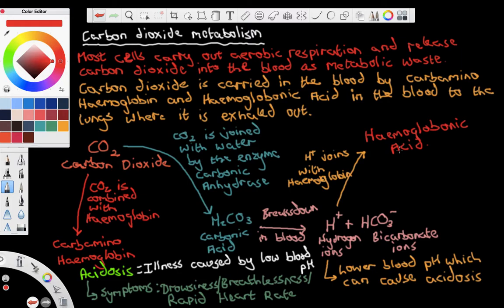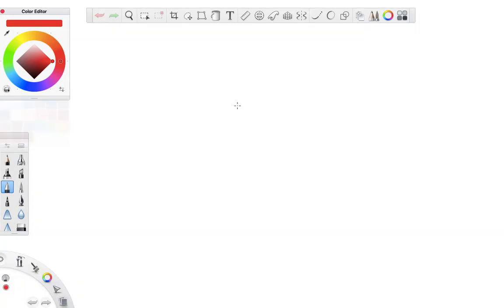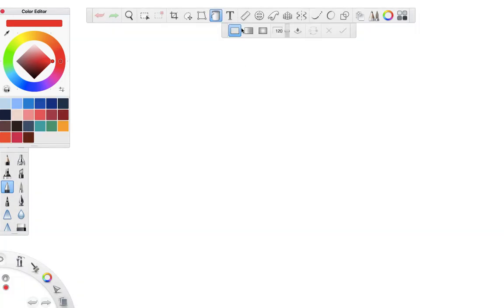So that's carbon dioxide metabolism. Okay, I'm going to refresh the screen now, so if you have not got down all of the notes, you can pause the video and do so. We now need to think about nitrogen metabolism.